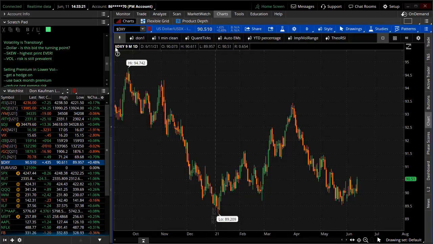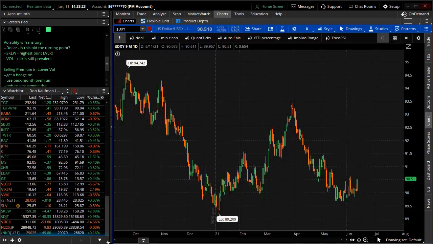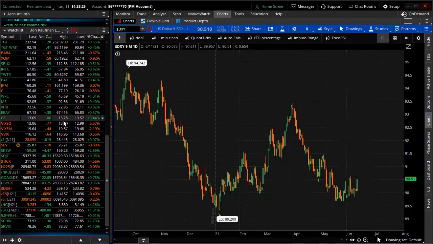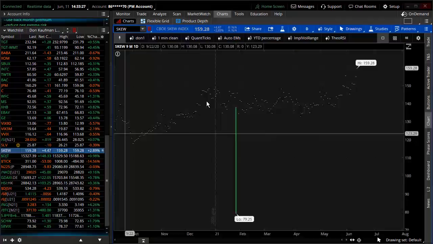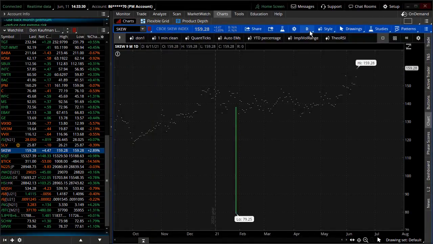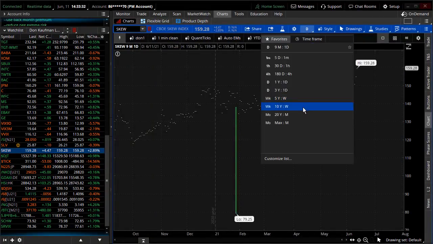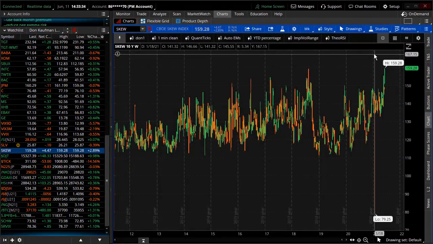Next on the docket, SKEW. For those of you that do not know, SKEW is like a VIX, but it's like an out-of-the-money option VIX. And there's only one way to really display this to you. Pull up a full 10-year. Ladies and gentlemen, the highest SKEW ever recorded. When? Today. This was literally the highest SKEW ever recorded.